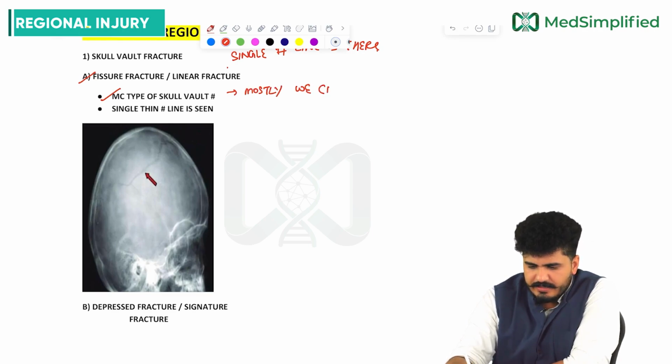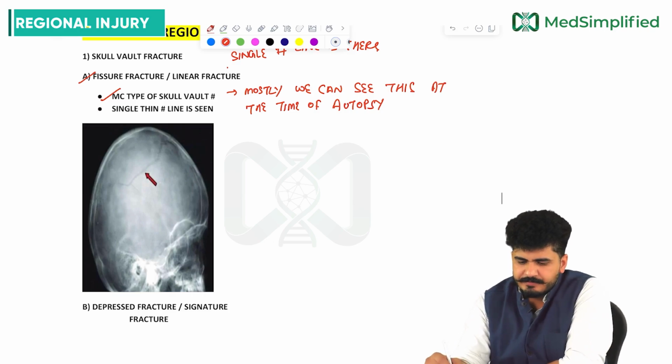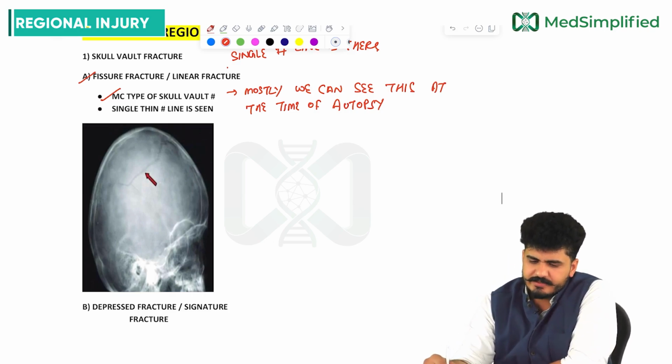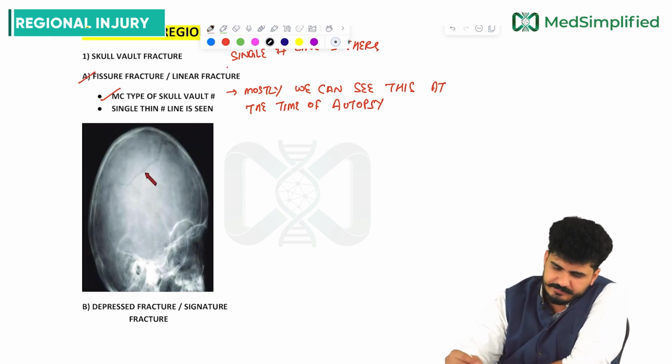Mostly we can see this type at the time of autopsy only, my dear friends. So if I can show you right here, mostly we can see that at the time of autopsy. Other than that, they are named according to the location.